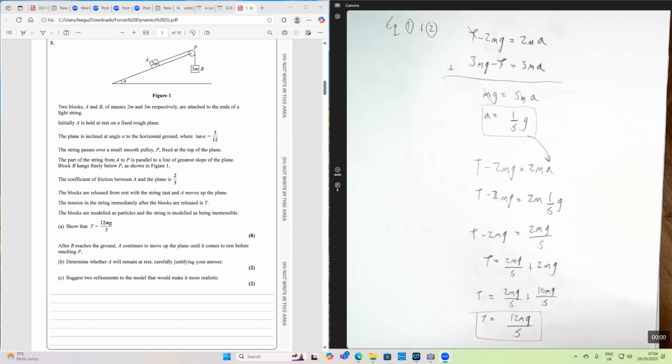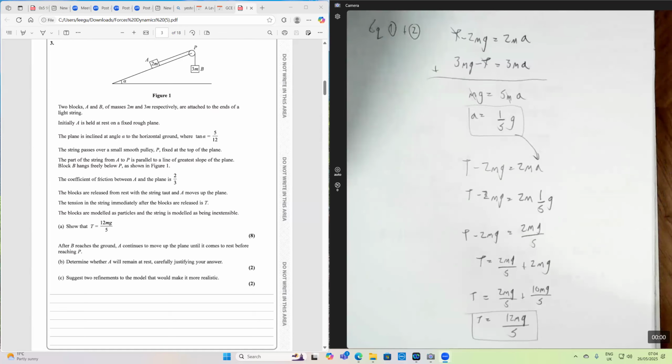And then we write down an equation of motion for A, we write down an equation of motion for B, and we solve those two simultaneously to find out what our a and our T are. And it's always the same kind of procedure with pulley questions like that. Okay, so that's our 8 marks done. I thought that was quite nice for 8 marks.